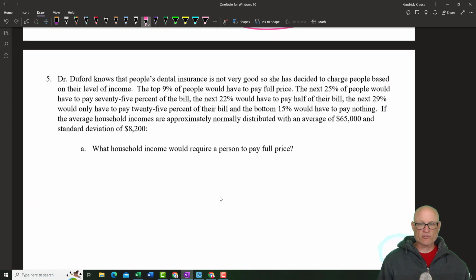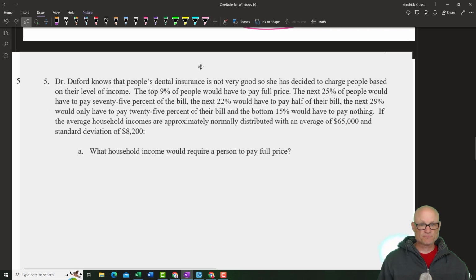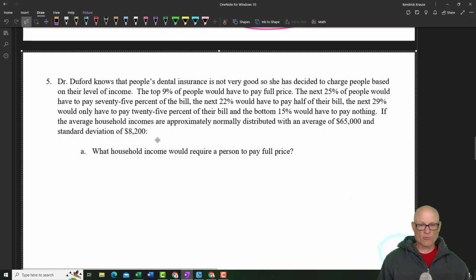All right, Mr. Dufo knows that the dental insurance company has to charge. Top 9% would have to pay full price. The next 25% of the people would pay 75% of the bill. Next 22% have to pay half their bill. The next 29% would pay 25%. Could I make this problem any more dumb? And the bottom 15% would have to pay nothing. If the average household incomes are approximately normally distributed with the average of 65,000 and standard deviation of that, what household would have to pay full price?